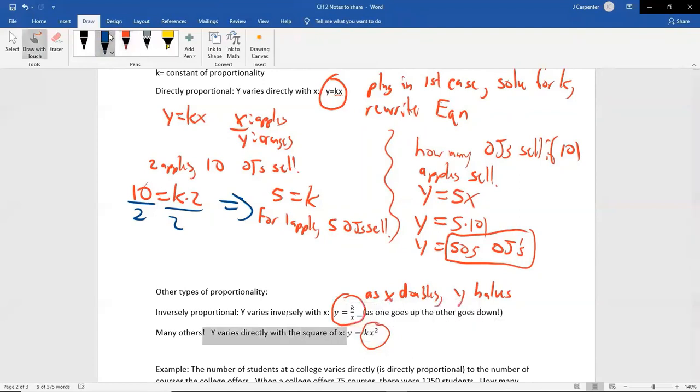Here's the way it works. The thing that goes before the word varies, y varies, blah, blah, blah, that tells me the y has to be on a side by itself. So I might say the number of oranges vary directly with the square of the number of apples. I said oranges first before the word varies, so this y would have to be oranges. So the thing in front of varies is what goes on the side by itself. Write that down if you didn't already.